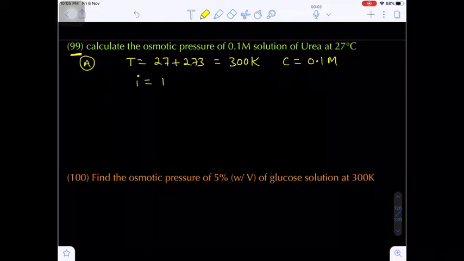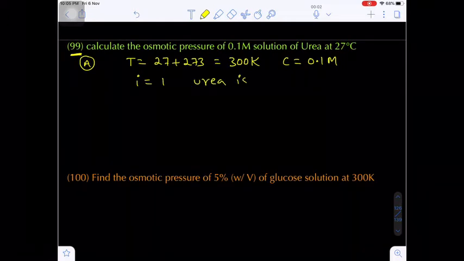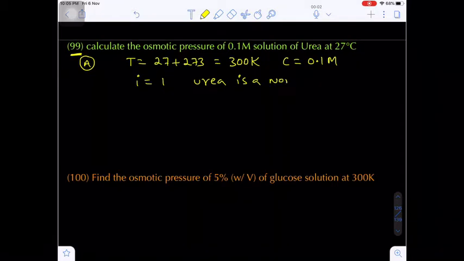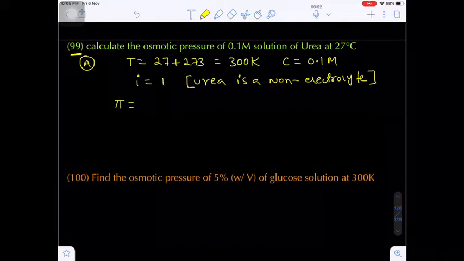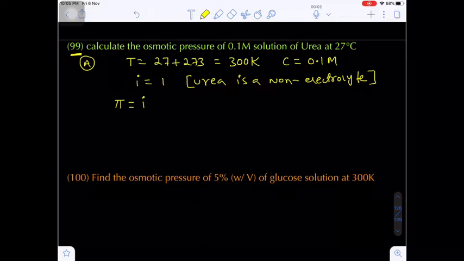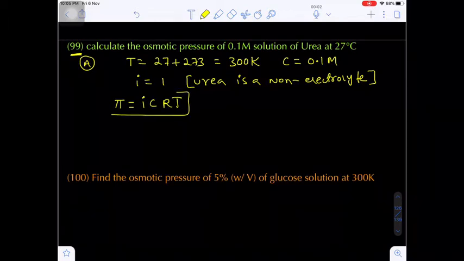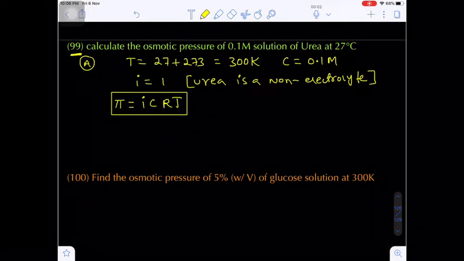Now what is the iota, the van't Hoff factor corresponding to urea? It is 1 because urea is a non-electrolyte. For non-electrolyte solutes, the van't Hoff factor iota is considered as unity. In the last class, I derived one equation regarding osmotic pressure, that is pi is equal to iCRT. This is the equation which is used to calculate the osmotic pressure.